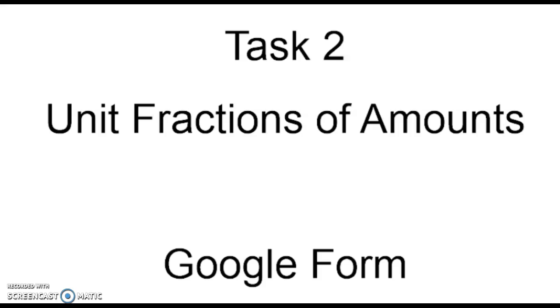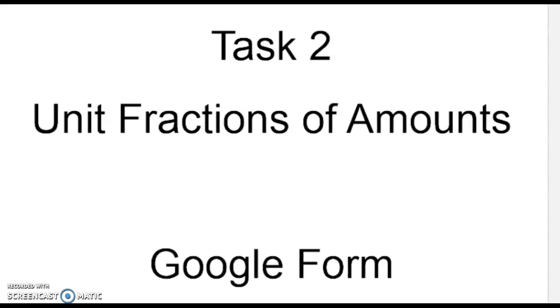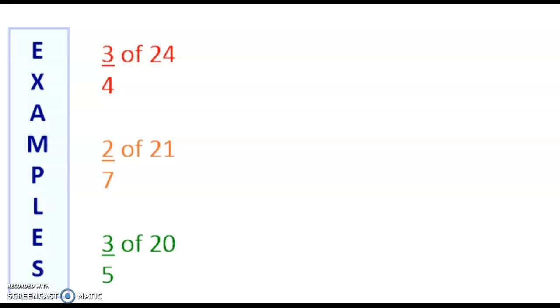So, now you can work out unit fractions of amounts. Let's find some trickier examples to have a go at. My first example on the screen is 3/4 of 24. Now we're going to use a bit of a trick to find these fractions of amounts. The denominator is my divisor, the thing that I divide by, because it's under my division line.